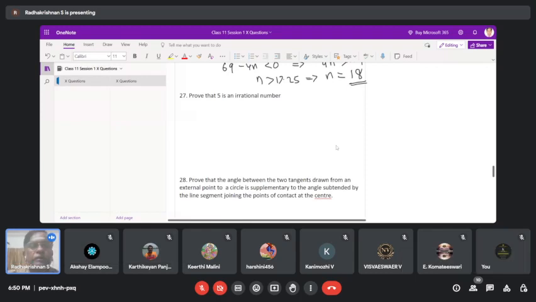is an irrational number? I think it's a mistake here. It should be root 5. Okay, root 5 is an irrational number. So, do you know how to prove that this is root 5? Prove that.